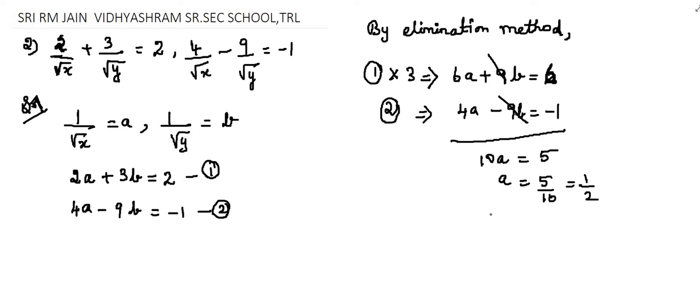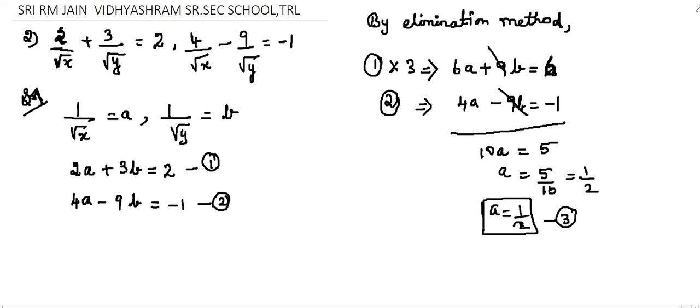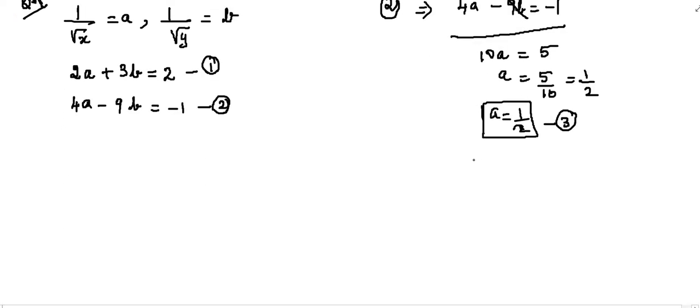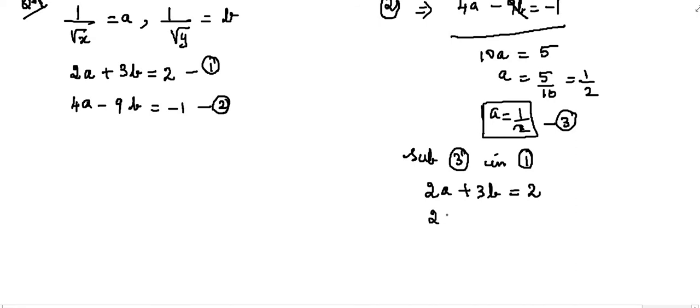So I got a is equal to 1 by 2. I'm going to take this as the third equation, and I'm going to substitute this in any one of the equations. So substitute 3 in 1. I'm going to substitute in 1. So 2a plus 3b is equal to 2. That is my first equation. So 2 into a, what I have found here, 1 by 2, plus 3b is equal to 2.